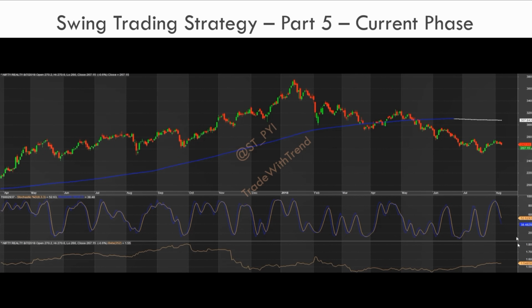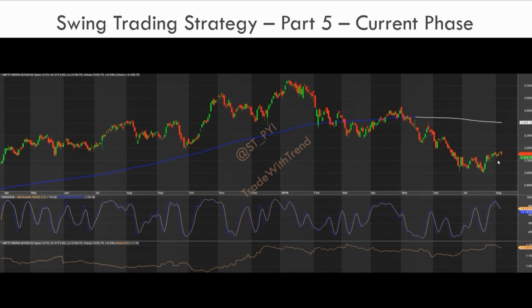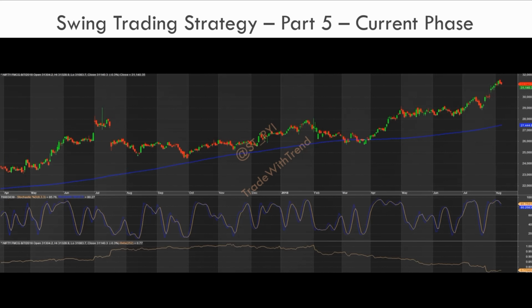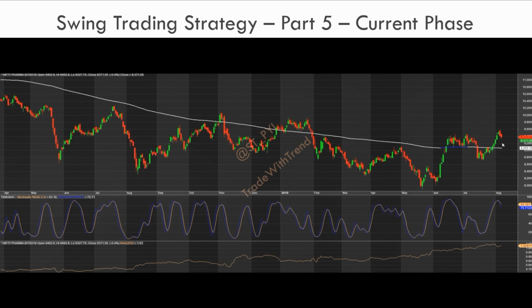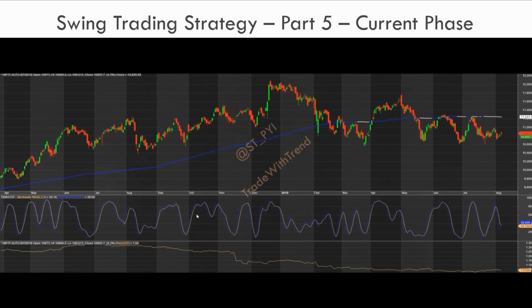Beta value is satisfied. Stochastic is not in the buy mode. Price is below the 200-day moving average. Same with Infra. Price is below the 200-day moving average. Stochastic is not in the buy zone. Let's come to FMCG. Price is above the 200-day moving average. Beta is 0.77. It does not qualify. Pharma, price above 200-day. Beta 1.02. Well, you can look at this.